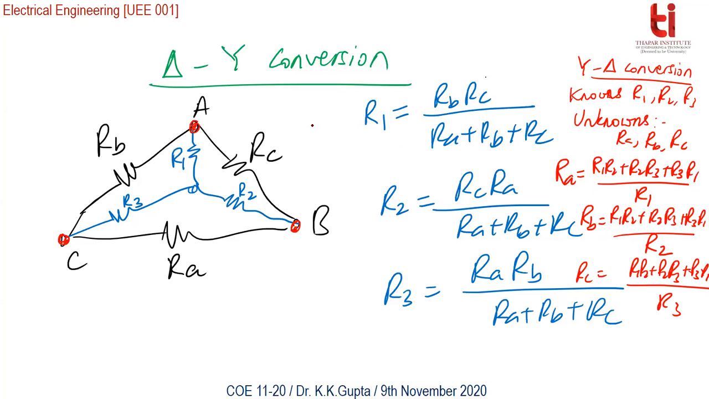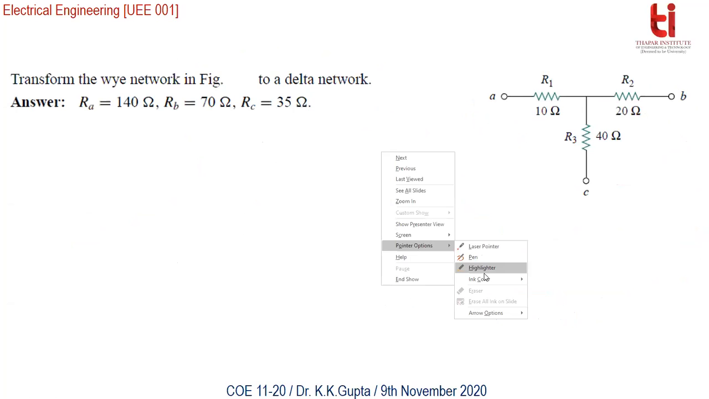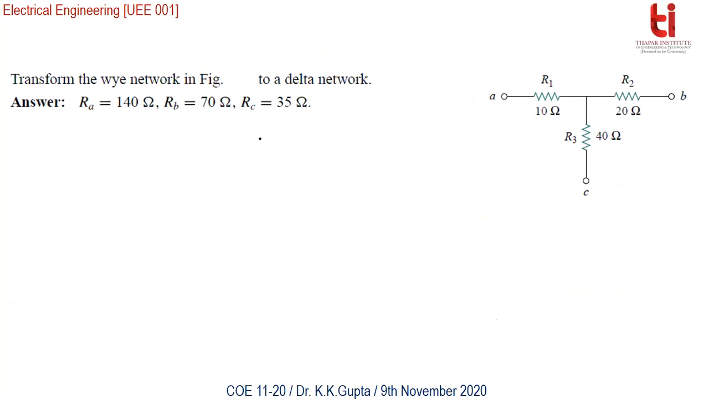For a delta to star, we know that R1 should be equal to the product of the resistances which are in delta connected to A. So RB times RC, divided by the sum of the three resistances, right? So let us do some problems based on this. This is a direct question. In the exam, we should not expect this kind of direct question where you are asked to directly transform a network. Here you are given a Y network.